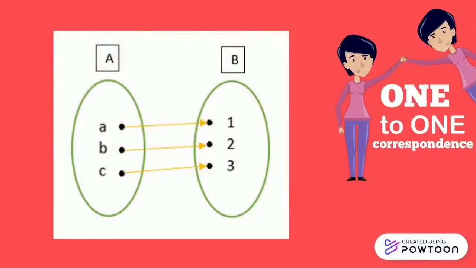There is one important thing while applying digraph. The relation must be one-to-one correspondence. One-to-one correspondence means each element of one set is paired with exactly one element of the other set, not 2 and not 3, exactly 1. And here is the example of one-to-one correspondence.